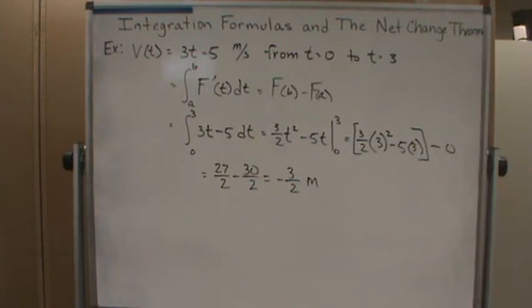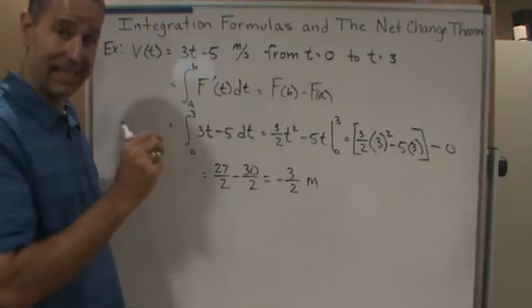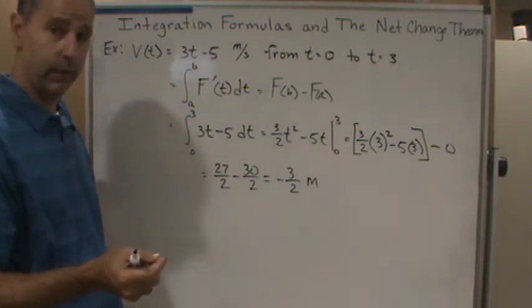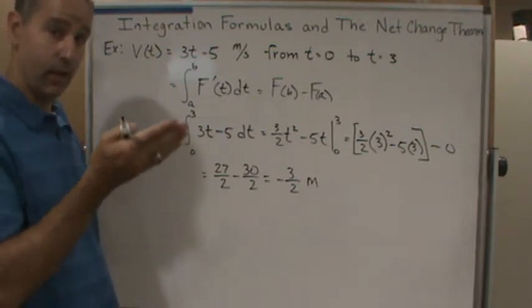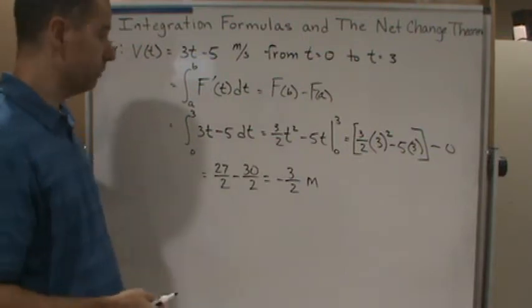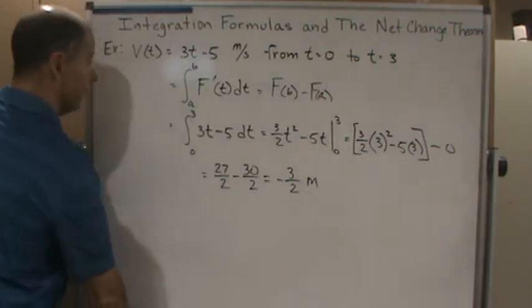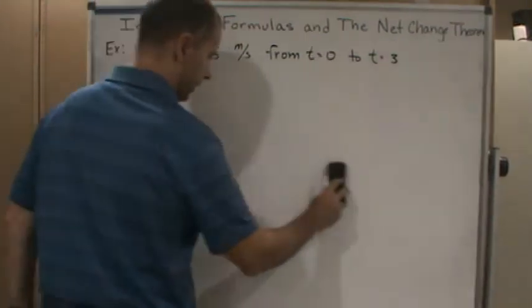Now, what if I wanted the total distance that the particle moved? Then I'm going to have to use the absolute value, and I'm going to have to find where this function is 0. I have to find out where the velocity is 0, because that's when the particle stops and possibly changes direction. So let's start over and do the same problem, but this time instead of net displacement, let's find total distance.